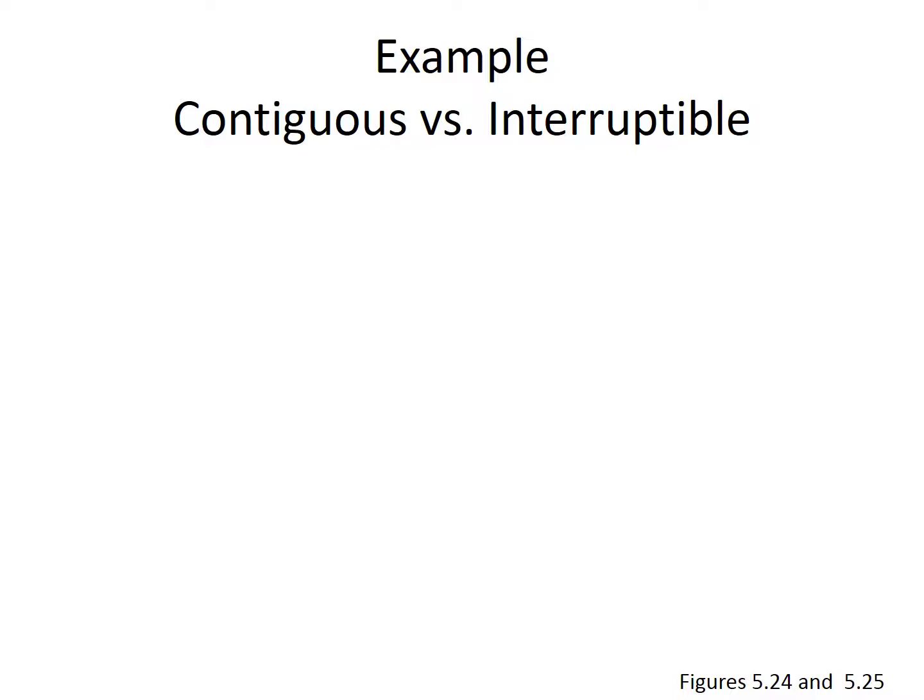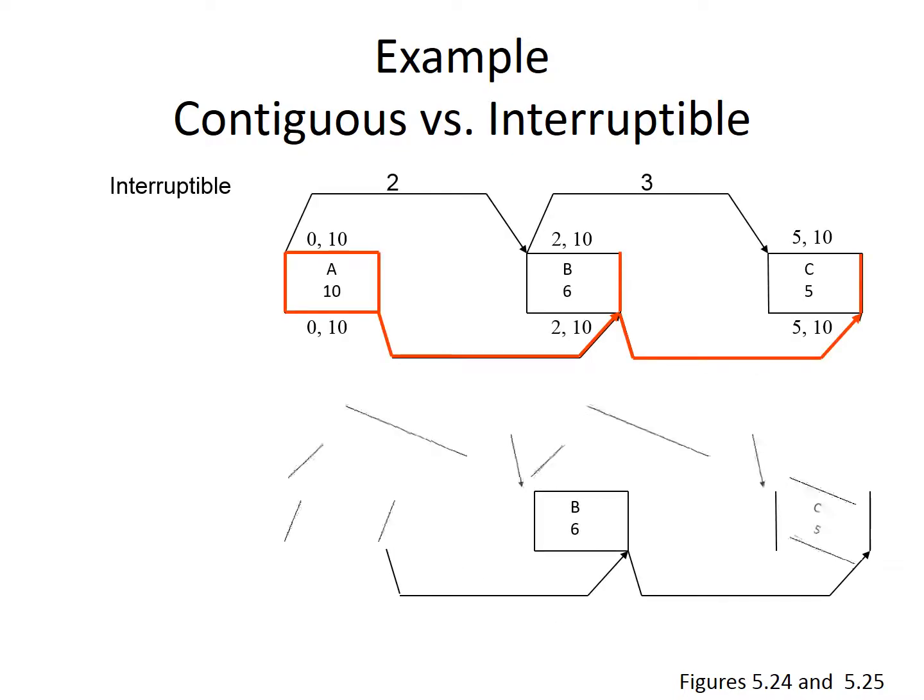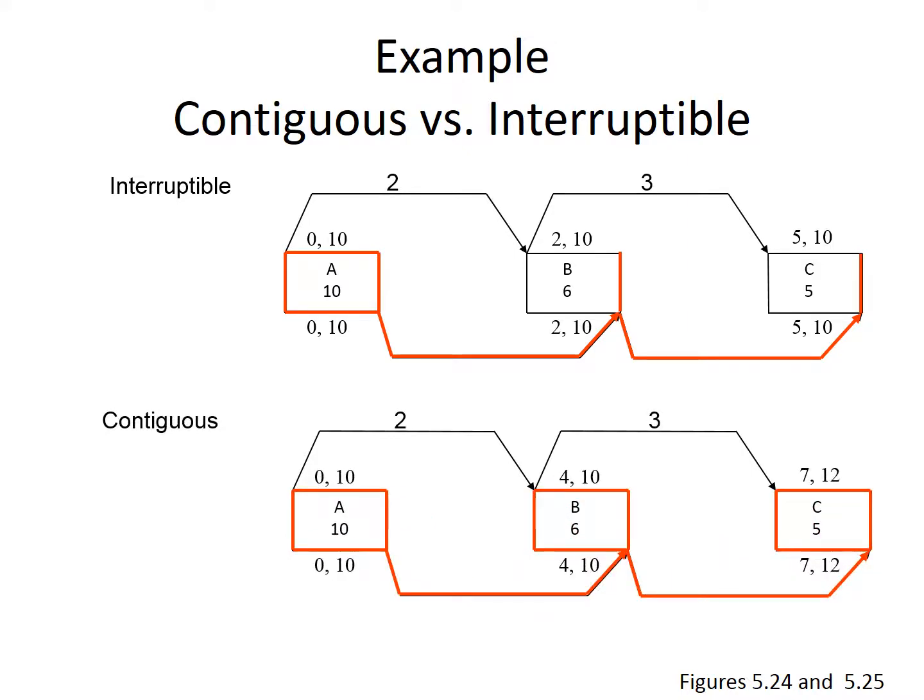So these examples are taken from 5.24 and 5.25 from the book. It does give you an example of contiguous versus interruptible relationships. The thing that is different this time around is that you have not one linking relationship but two. If you look at the interruptible example up top, between A and B, they are linked both start-to-start and finish-to-finish. And the way to calculate through a precedence network is that you're going to have two dates for finish and start for each of those.